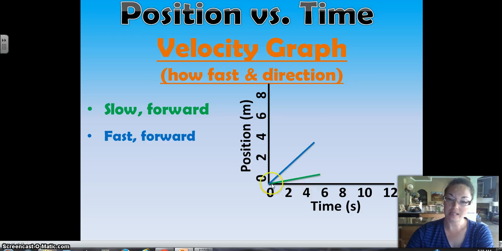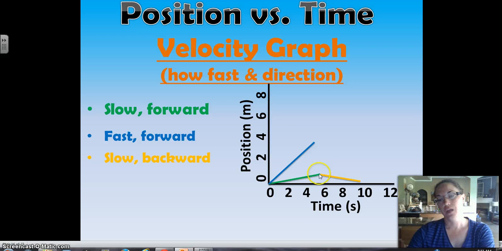Here is another line segment. It's also moving forward, up, away from the reference point. Positive motion. But the slope is a little steeper, so we know that the object's moving a little bit faster. So this one's moving fast and forward, or away from the reference point.